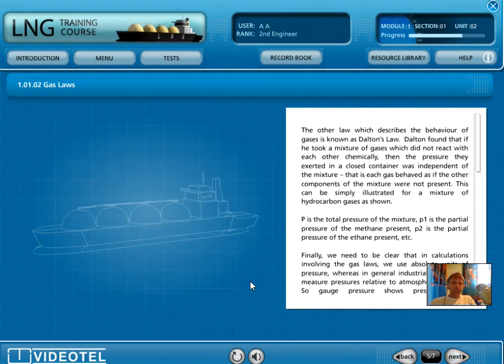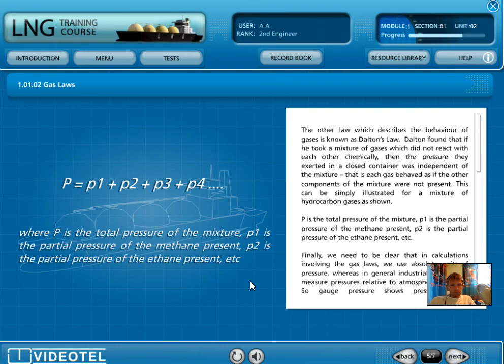The other law which describes the behavior of gases is known as Dalton's law. Dalton found that if he took a mixture of gases which did not react with each other chemically, then the pressure they exerted in a closed container was independent of the mixture. That is, each gas behaved as if the other components of the mixture were not present. This can be simply illustrated for a mixture of hydrocarbon gases as shown.